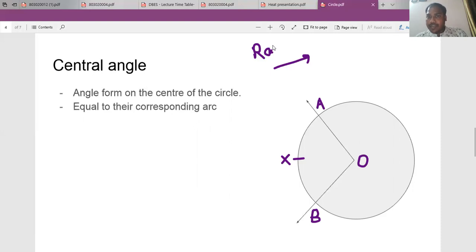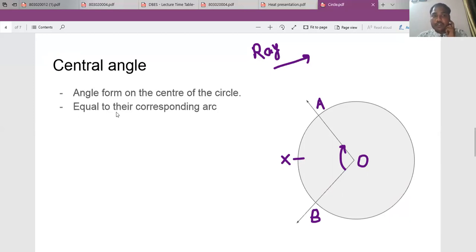So in a simple manner, we can say that when two rays join at the center of the circle, or in other words, when an angle is formed at the center of the circle, got it? An angle formed at the center of the circle is known as the central angle. Okay.